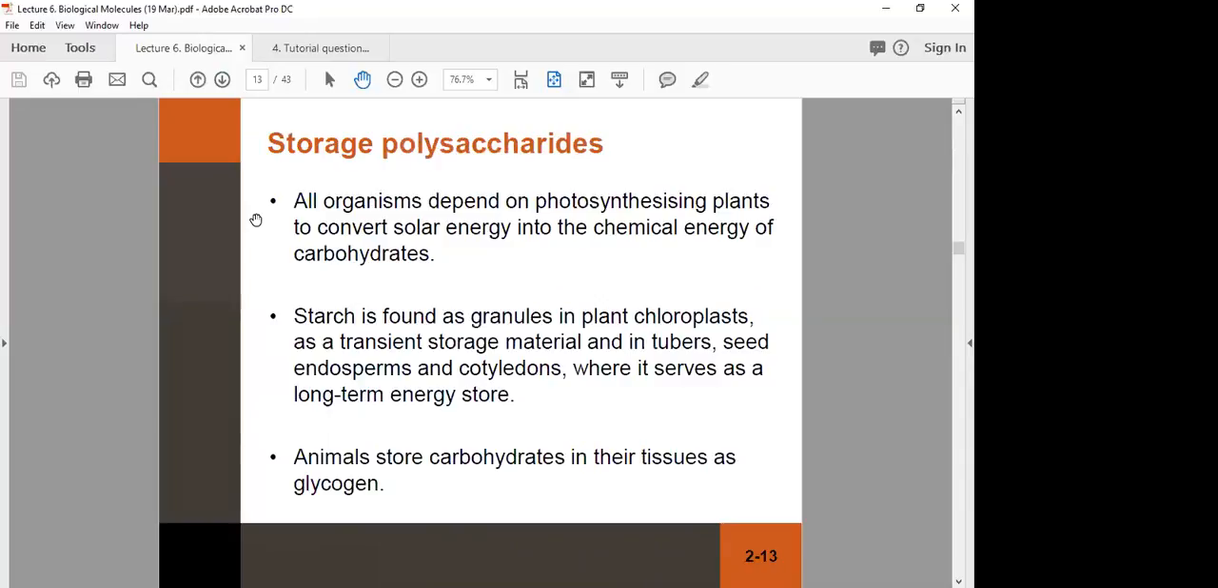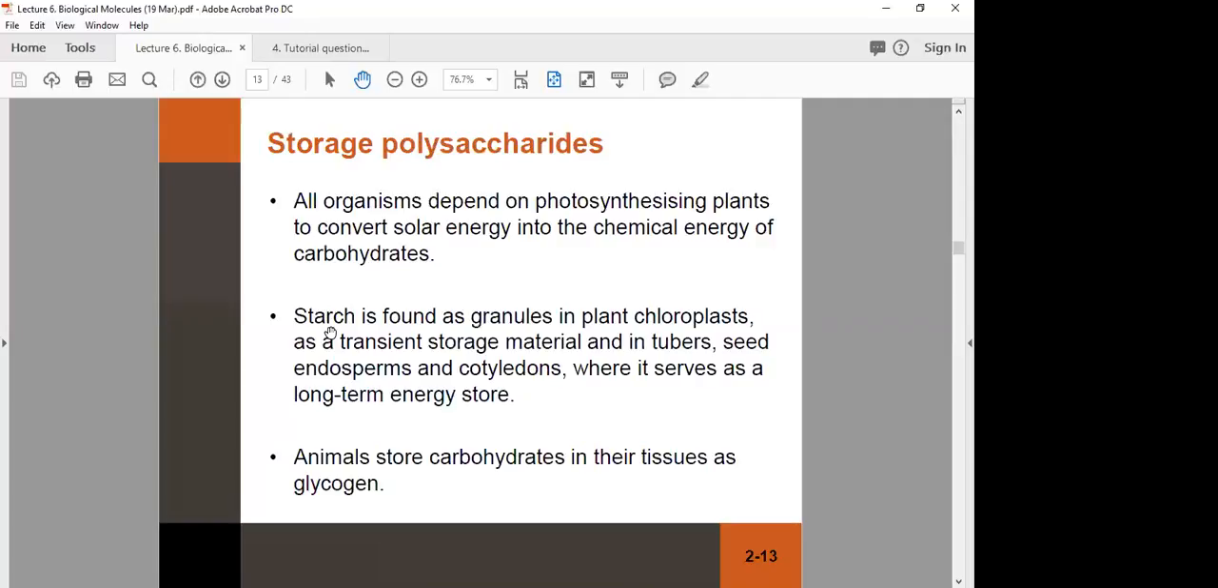All right, moving on now from structural polysaccharides to storage polysaccharides. And the major one that we're talking about here is starch. So starch is a storage polysaccharide. That is, it's a form of energy storage. Starch is stored for future reserve of energy. So the major storage polysaccharide in plants is starch.